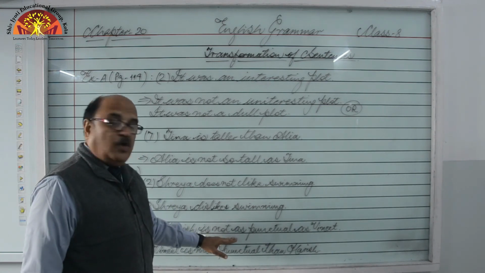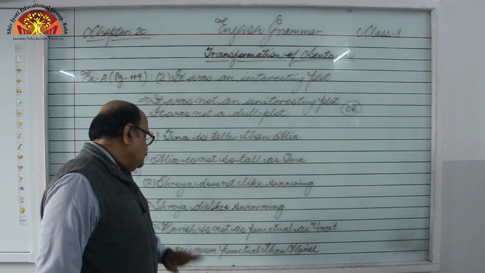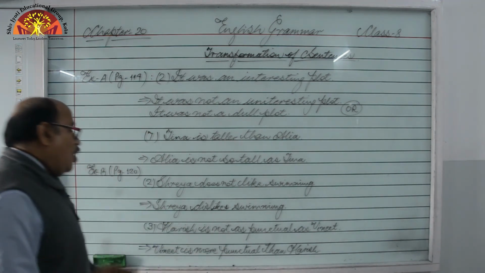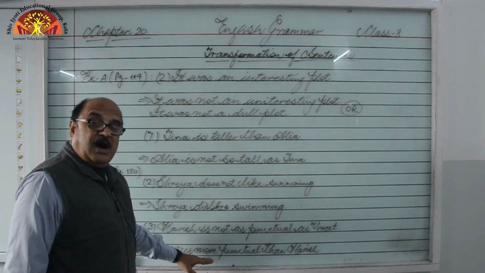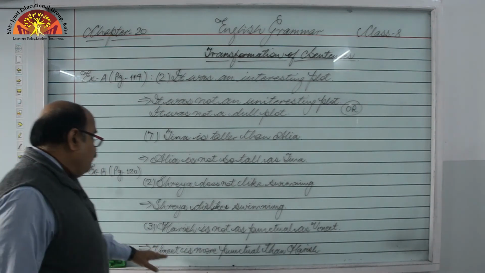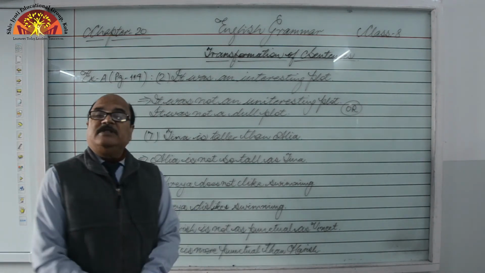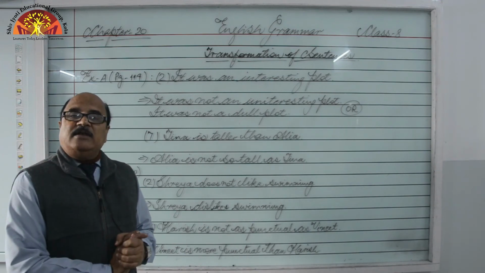Next, Harish is not as punctual as Vinith, or Harish is not so punctual as Vinith. This is positive degree of adjective, and it is to be changed into its affirmative form. Negative is already there, so we have to change it into affirmative, but meaning should be same. So Vinith is more punctual than Harish.